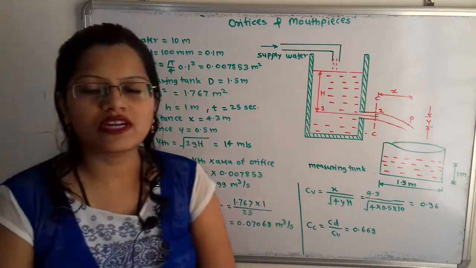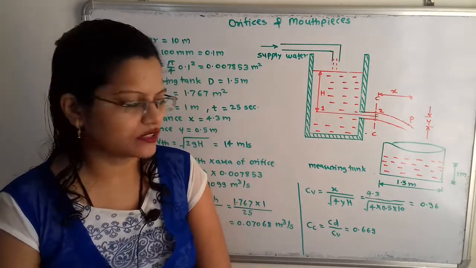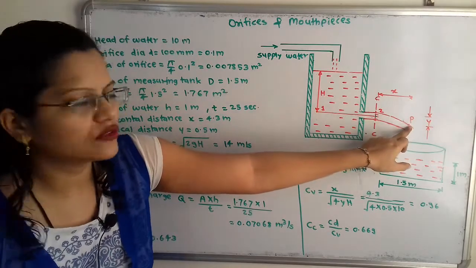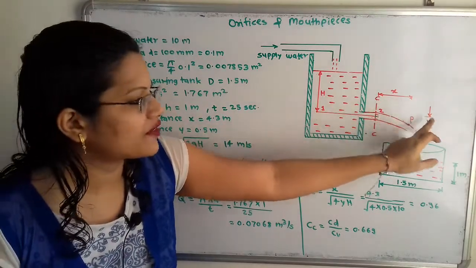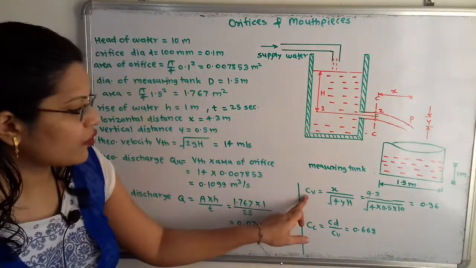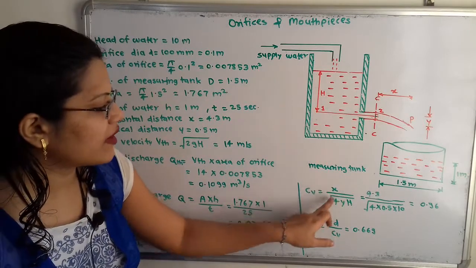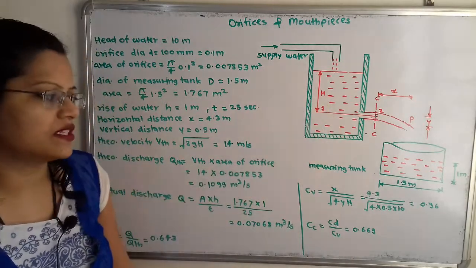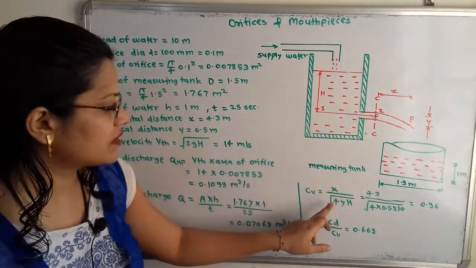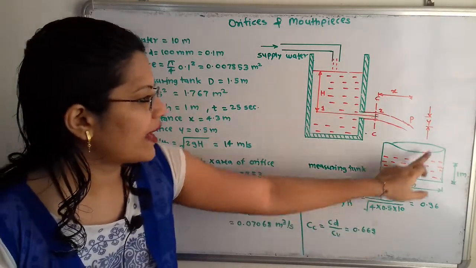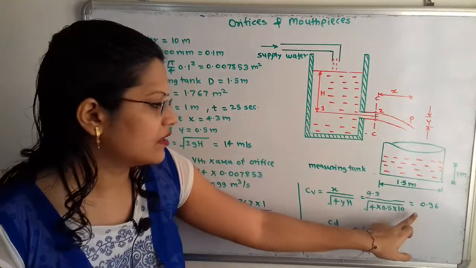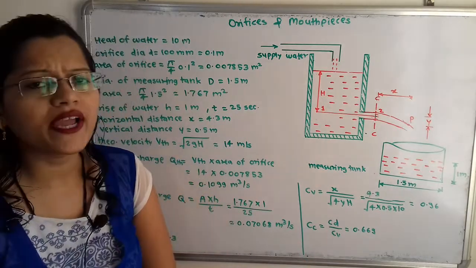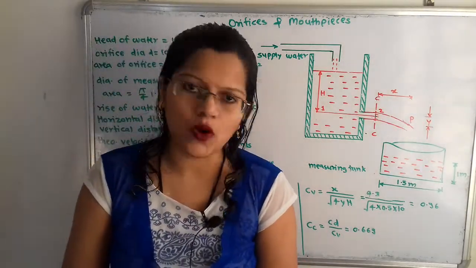Now we will calculate the coefficient of velocity. Again we have a formula. When the distance of a particular point from the vena contracta is given, the formula for CV is equal to x divided by under root of 4yH. Here H is capital H. So x is 4.3, under root of 4 into y, that is 0.5, into 10. The answer is 0.96.